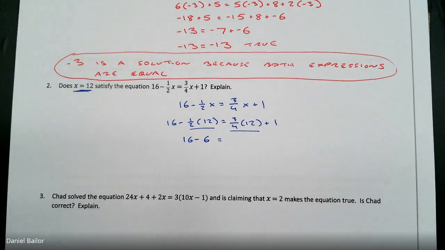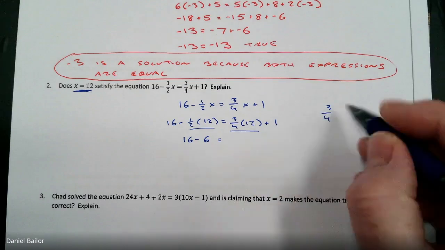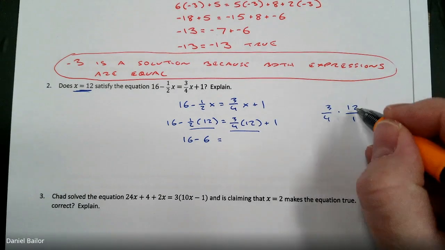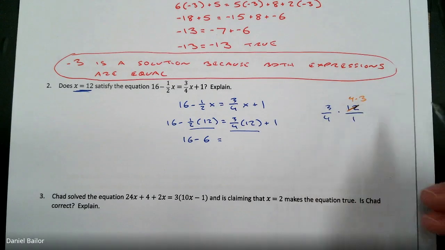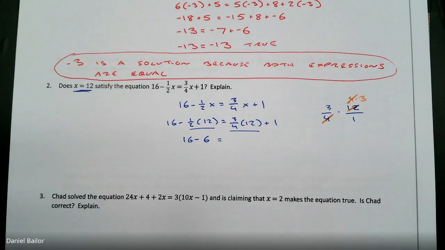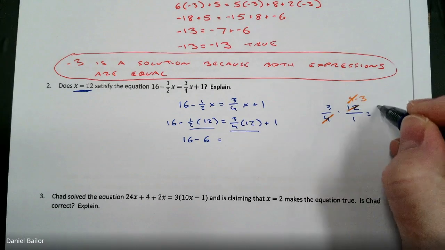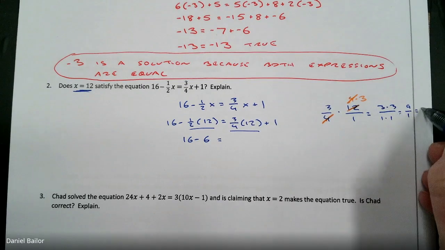3/4 of 12 might be a little bit more complicated. Let me show you how you can do it. I'll do the work over here. 3/4 times 12 is 3/4 times 12 over 1. And then what I like to do is, okay, there's a 4 in the denominator. Let me see if I can make that go away. Well, I know 12 is 4 times 3. So now I can cross out the 4 in the denominator and the 4 in the numerator. Now this just gives me 3 times 3 on top of 1 times 1, which is 9 on top of 1, which is 9.